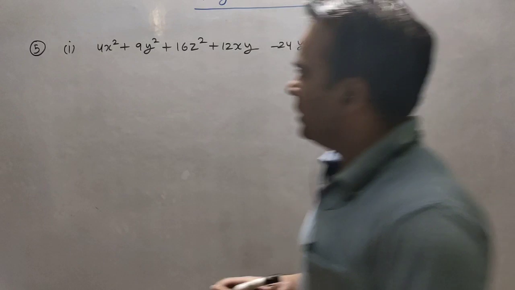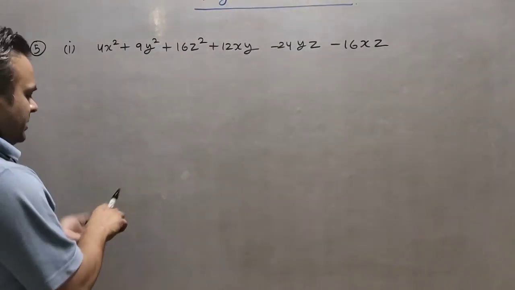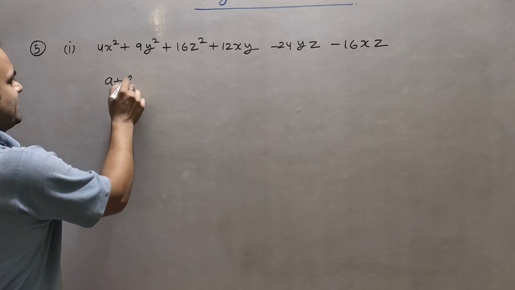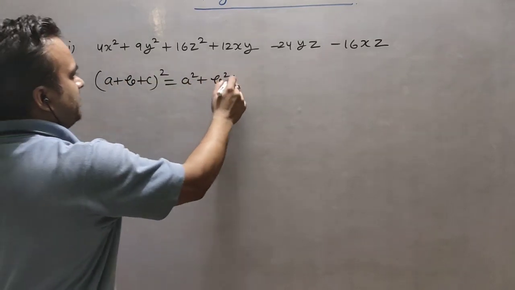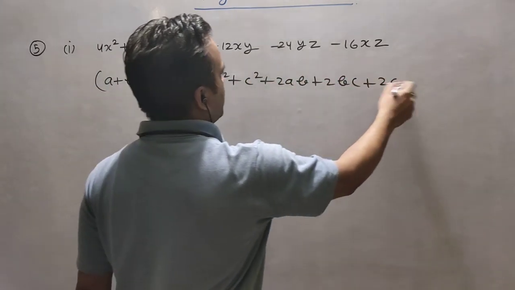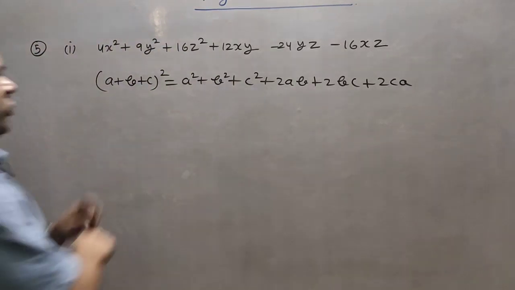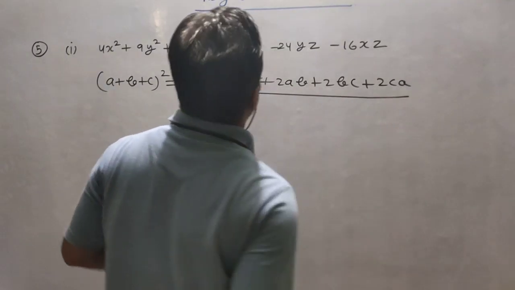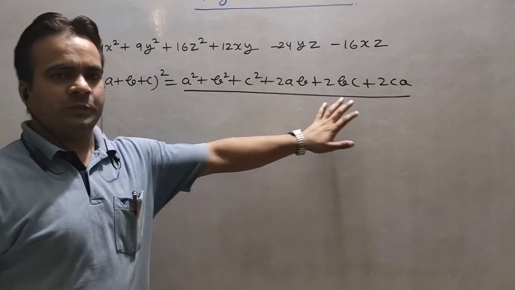So here again we will see a square plus b square plus c square. I am writing the identity so that you can easily connect it. So it is a square plus b square plus c square plus 2ab plus 2bc and plus 2ca. Now what you have to do? We have this form, right? But this is not the actual form of this expanded form.